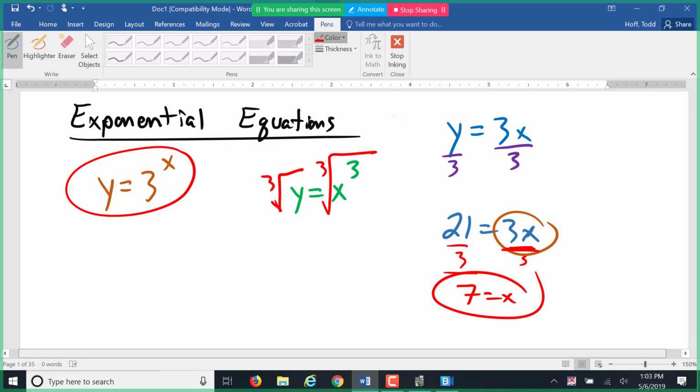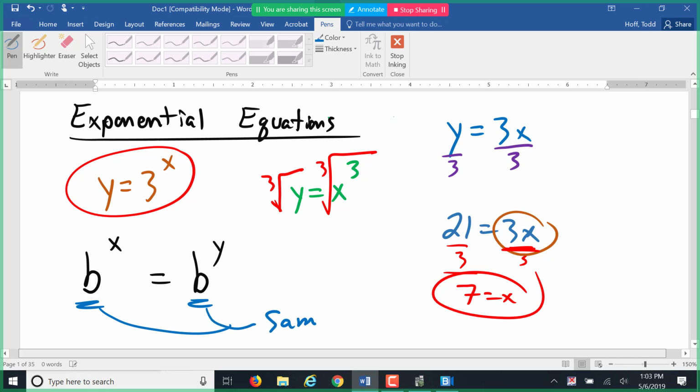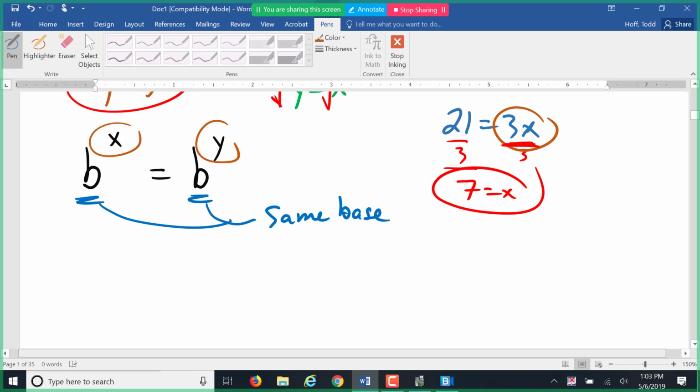For right now, however, if we're going to work with an exponential equation, all we need to know is this. If b to the power of x is equal to b to the power of y, if we have exponentials that have the same base, then their powers must be equal. So if b to the x equals b to the y, x has to equal y.